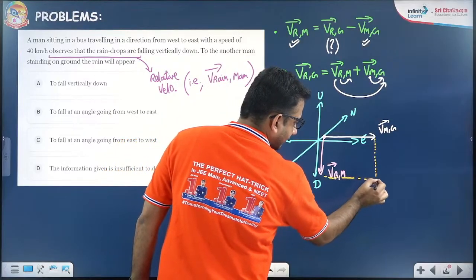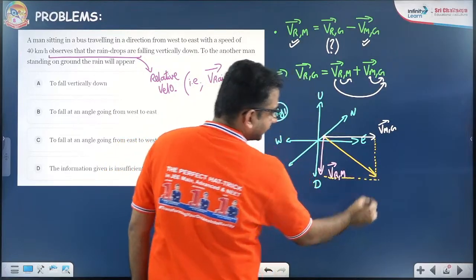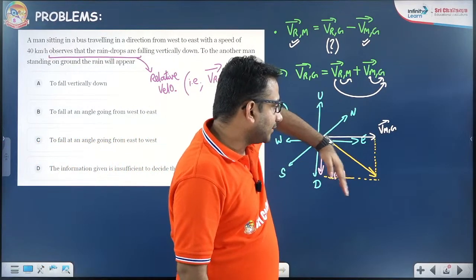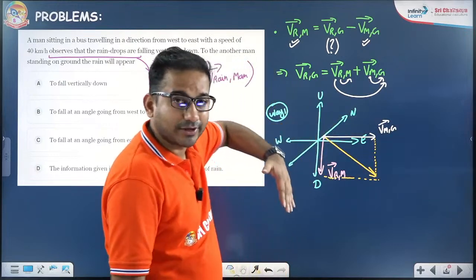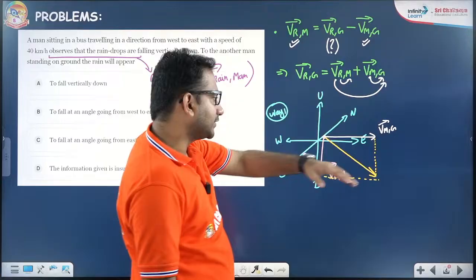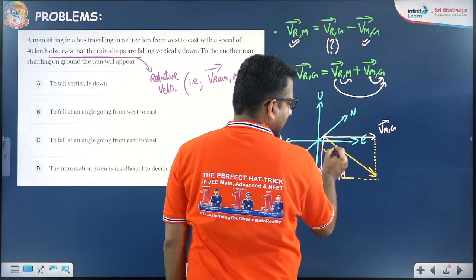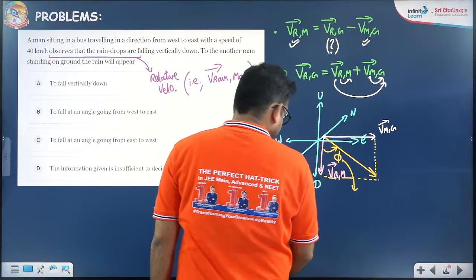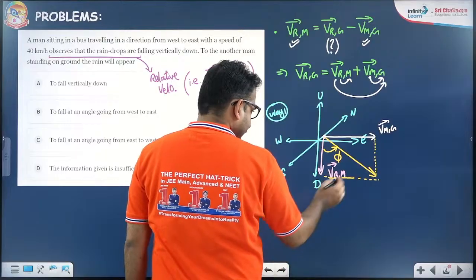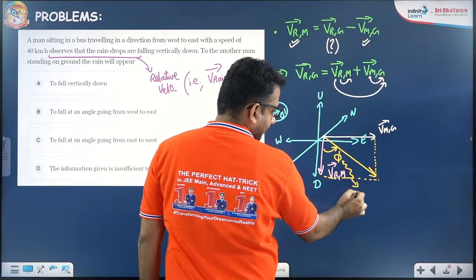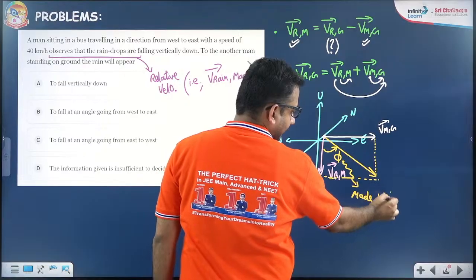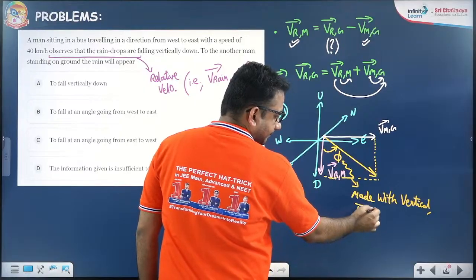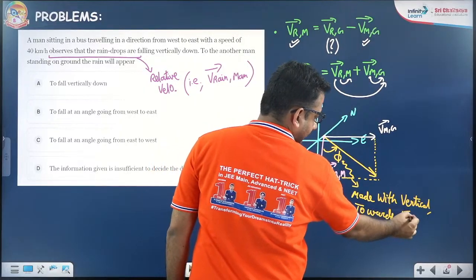And I'll take its resultant. So its resultant is something like this. It's an angle made in the eastern direction. So it's down only, but it is towards east, making a certain angle. This angle phi is made with the vertical towards east.